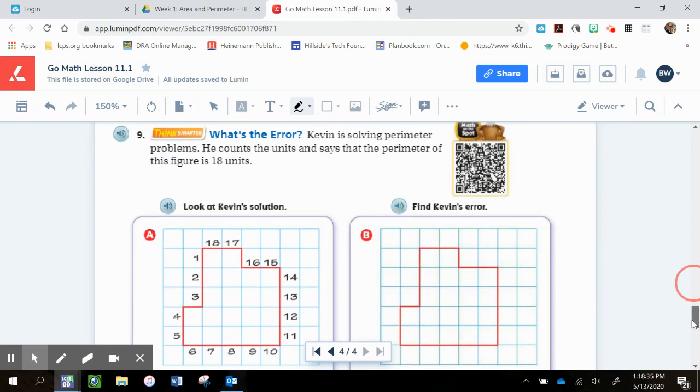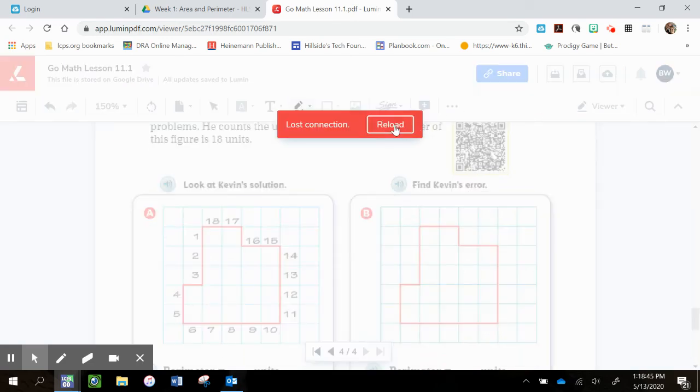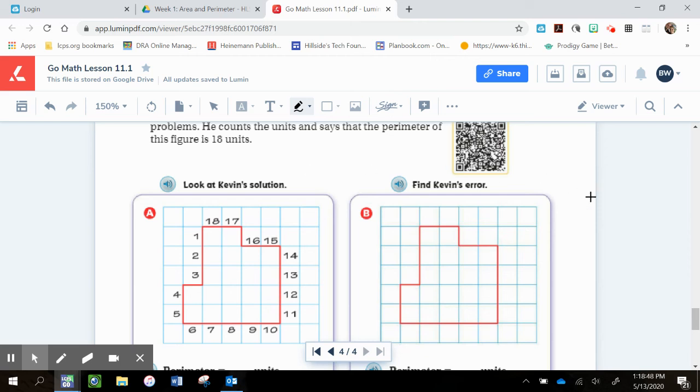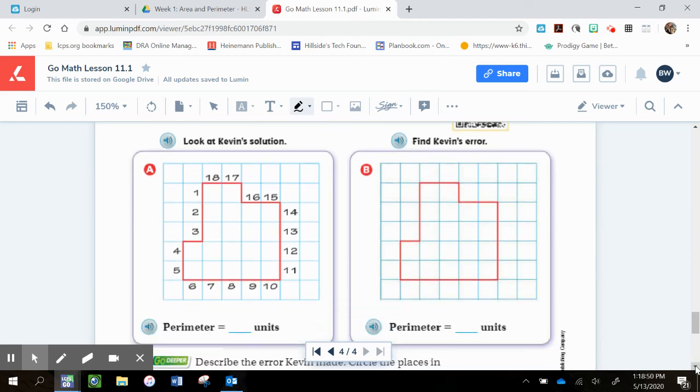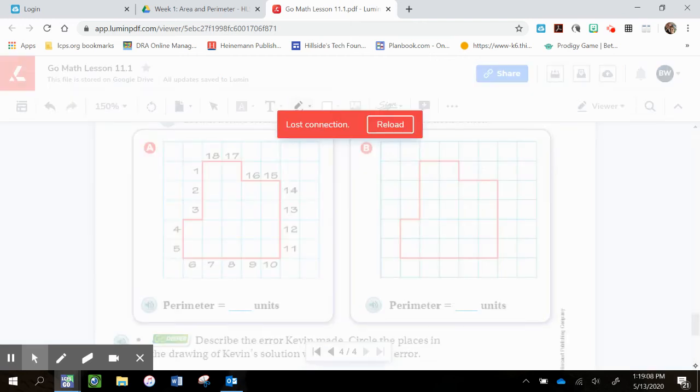We're going to do one more thing with this, and this is just something that I want to make sure that you remember when you're solving the perimeter. Kevin did his work on the left side, and he counts the units, and he decides that the figure is 18 units, and that's the perimeter. We're going to double check his work and make sure that he's correct. So if we look here, he counts 1, 2, 3. Oh, he skips this piece and goes 4, 5. So this actually should be 1, 2, 3, 4, then 5.